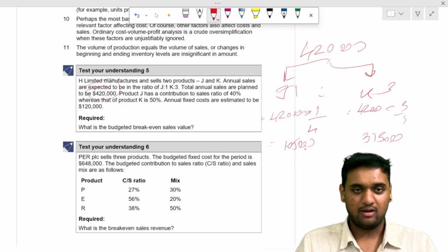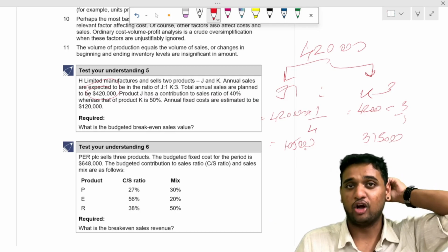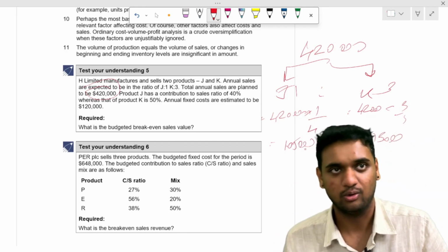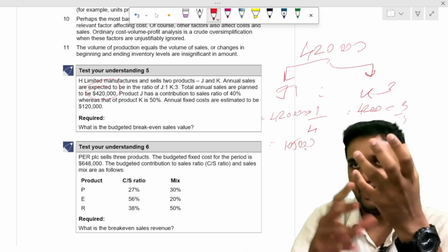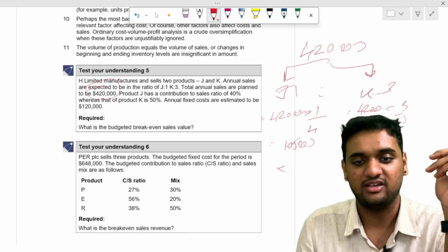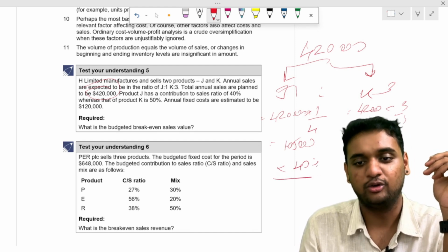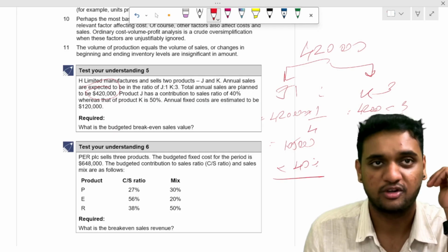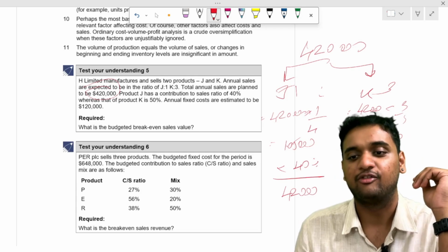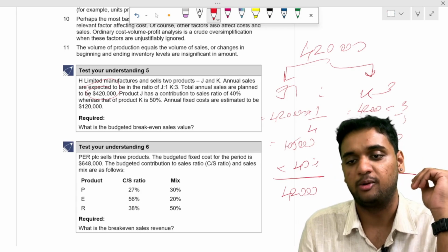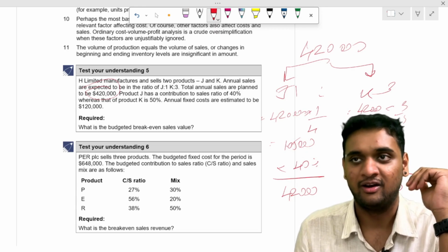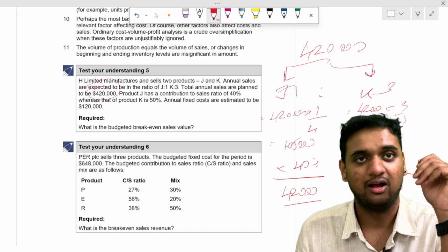Sales is given, contribution to sales ratio is given. With that, can we find contribution? What is the basic formula? CS ratio with sales given in the question, we can directly find contribution. Sales is 1,05,000 into CS ratio of J, which is 40%. What is the contribution of J? 42,000. Then 3,15,000 into 50%. What is the contribution of K? 1,57,500. You got the contribution of J and K.